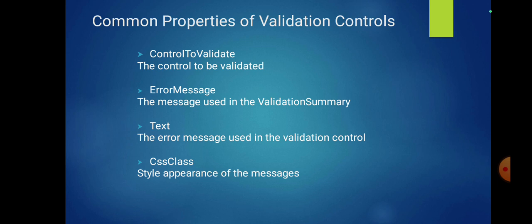Before we discuss the validation controls, we have to see what the common properties of validation controls are. The common properties are: number 1, control to validate, that means the control to be validated. Number 2, error message. Error message means the message used in the validation summary. Number 3, text. Text means the error message used in the validation control. And finally, CSS class, that means the style appearance of the messages.